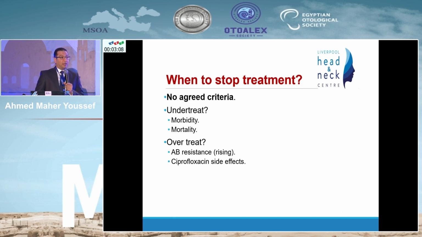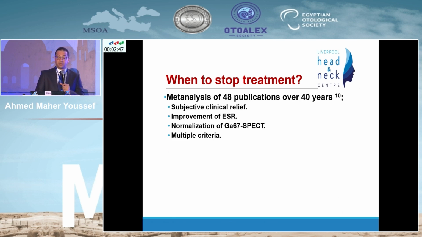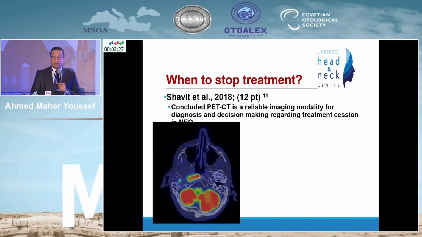So the question, I think, currently is when to stop the treatment for these patients. There are no agreed criteria so far, and if you undertreat, these patients would have a relapse, and relapsing in this age group could be, again, life-threatening. And if you overtreat, you'll get the side effects of the quinolones, and you are promoting antibiotic resistance. So there was a meta-analysis looking at 48 publications, looking at when to stop the treatment, and there were different strategies, including some improvement of the ESR, normalization of the gallium PET, and most studies used multiple criteria.